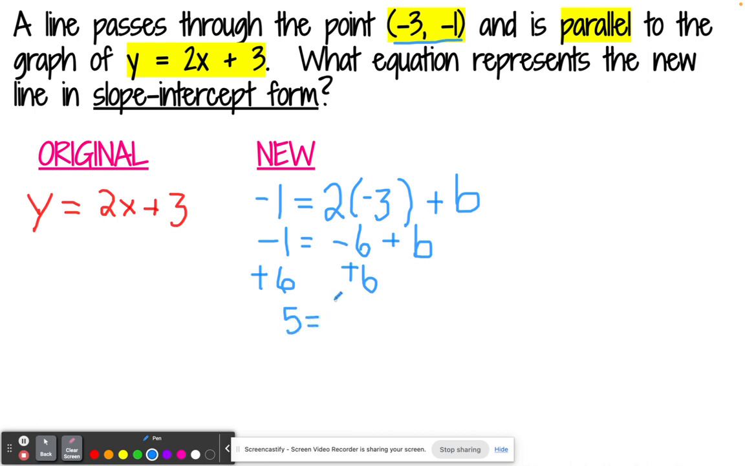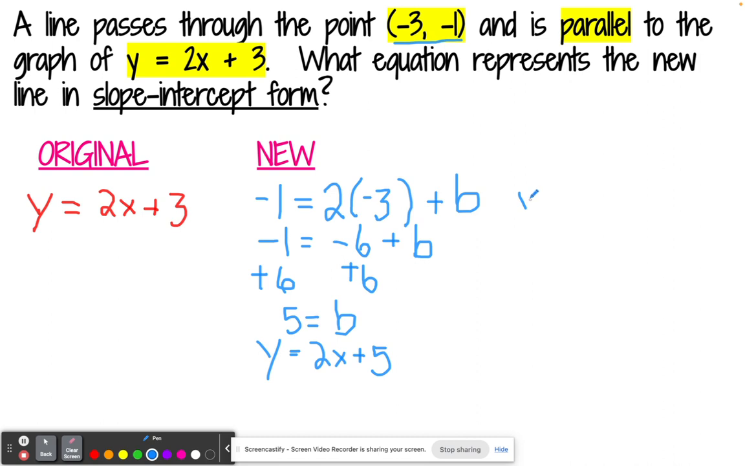Now that I know b, I can rewrite it. Y equals 2x plus 5. Is there another way I could have solved this? Absolutely. We have a slope. We have a point. I could have done point slope form. Let's try that just for fun.